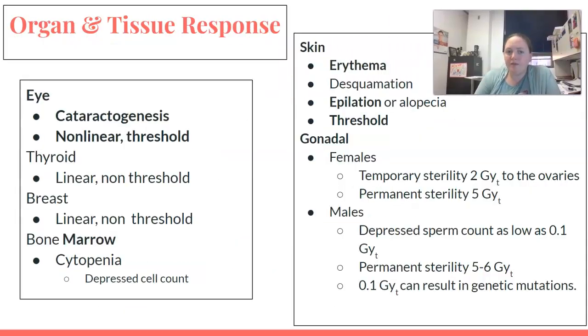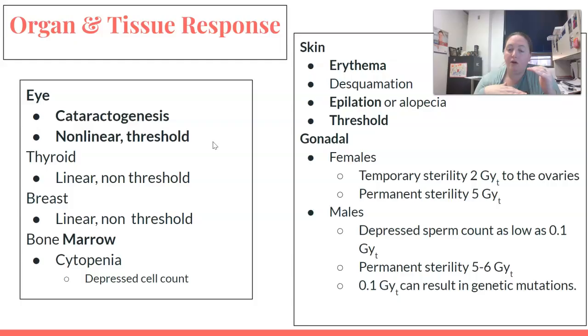Organ and tissue response. So if we can specify the ones that happen in certain areas, obviously the eye is going to be your cataracts. This is a deterministic effect, so it's non-linear and it has a threshold. Thyroid, linear non-threshold. Breast, I think cancer falls under the stochastic side. Skin, when we talk about skin, we're going to talk about skin reddening. The epilation, losing of hair, these happen at a threshold at a certain point.